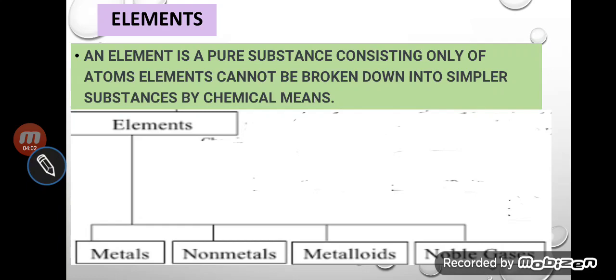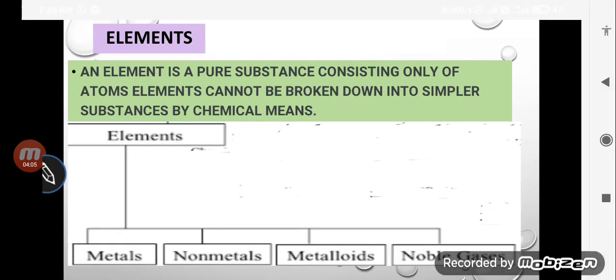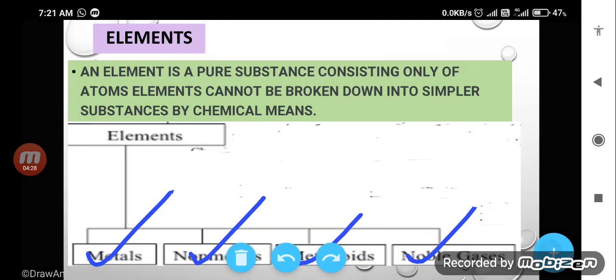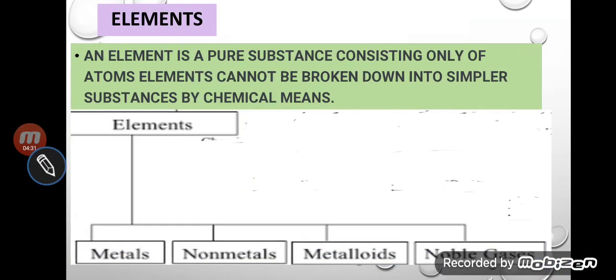Further, elements are classified into four categories: metals, non-metals, metalloids and noble gases. And what are metals, non-metals, metalloids, noble gases? I think these topics are given in your chapters 4 and 5. So we will talk about metals and non-metals in the next chapter. So it is clear what is an element? Consisting of only one kind of atom, which cannot be broken down into simpler substances.